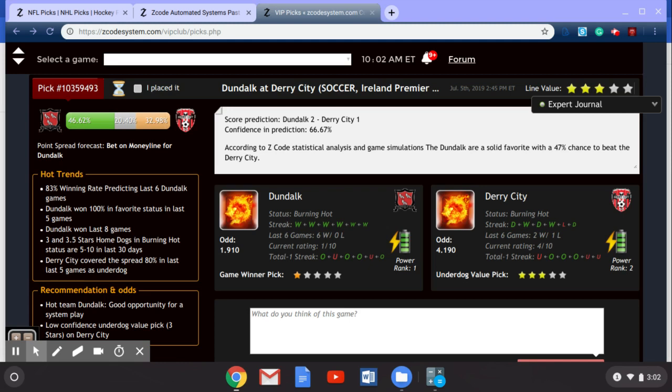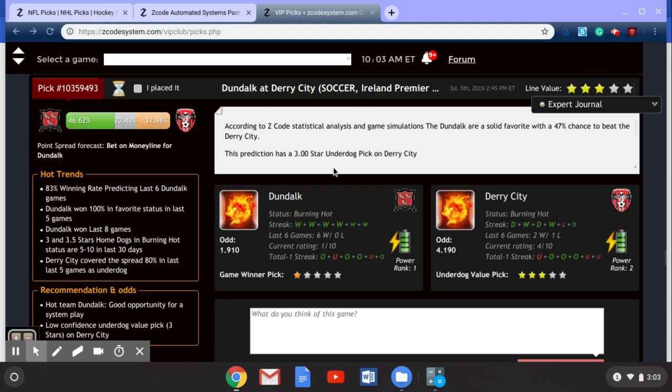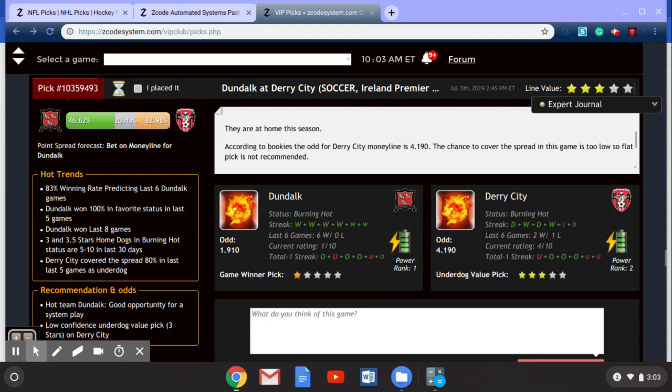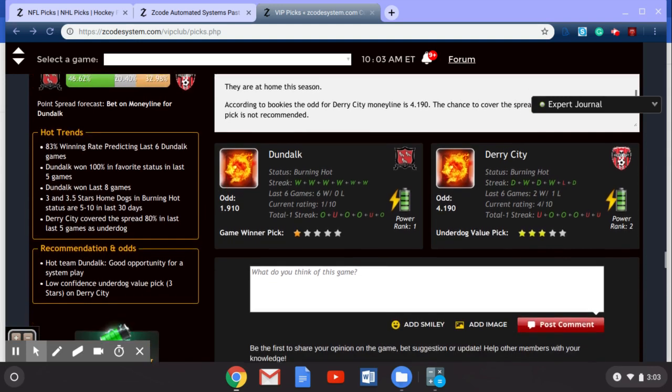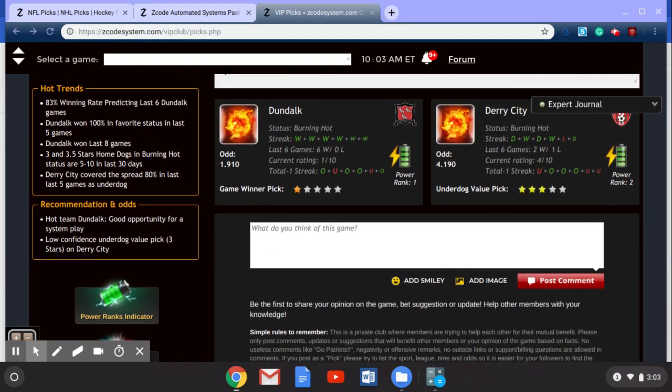Now, the last time that they played at Derry City earlier this year, it was a clean sheet victory for Dundalk, so we have that going for us. Now, as you can see, both teams are burning hot right now, but of course, with the way that Dundalk are playing, they are the team that is truly in form at the minute.